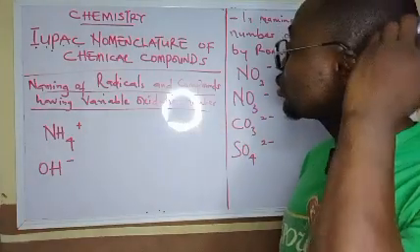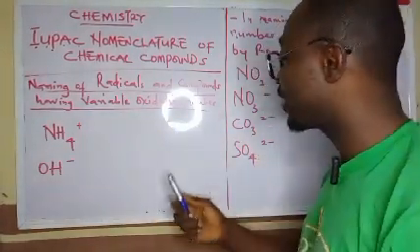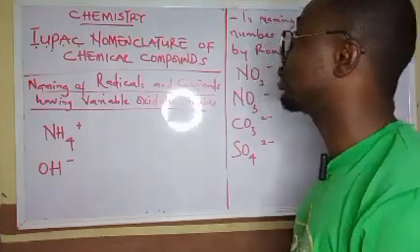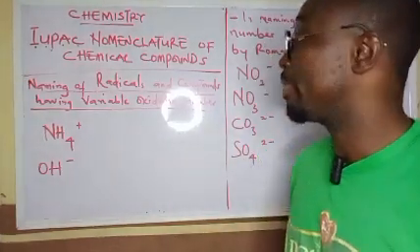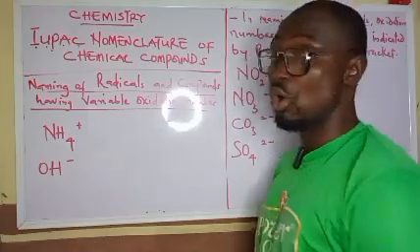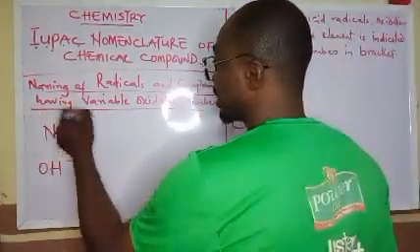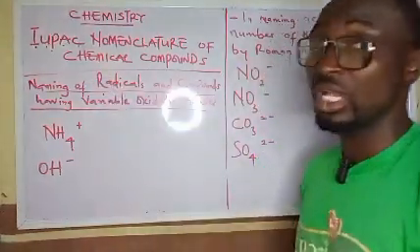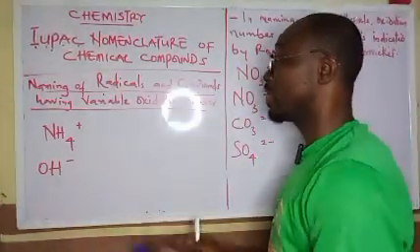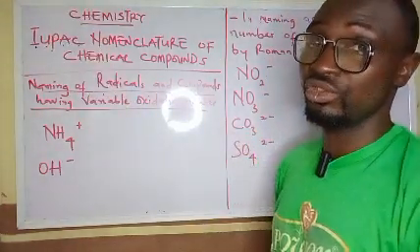We want to name radicals and compounds having variable oxidation number. So how do we name radicals and compounds with variable oxidation numbers? Now, if you look at this, this is a radical. Of course, in our previous video, we explained what we know as radicals. We said radicals are a group of elements which carries an electric charge.